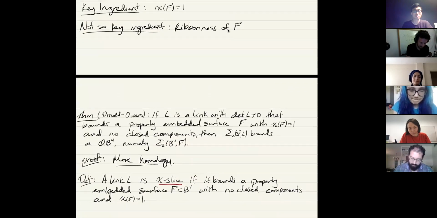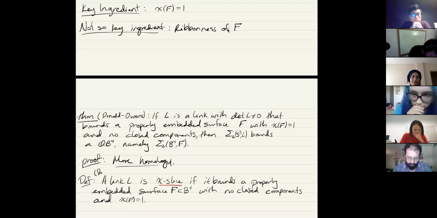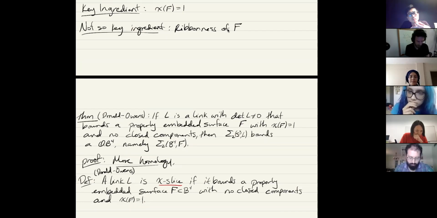All right, so this brings up the next definition. And this is what chi-slice means. If I have a link and it's called chi-slice, what I mean is that it bounds a properly embedded surface in the 4-ball, with no closed components, and that surface has Euler characteristic 1. This definition is also due to Donald and Owens, in the same paper. In that paper, they introduced this notion, they talk about concordance, and they prove this thing. So there's a lot in that paper. The only aspect of it I'm really looking at though is this theorem.